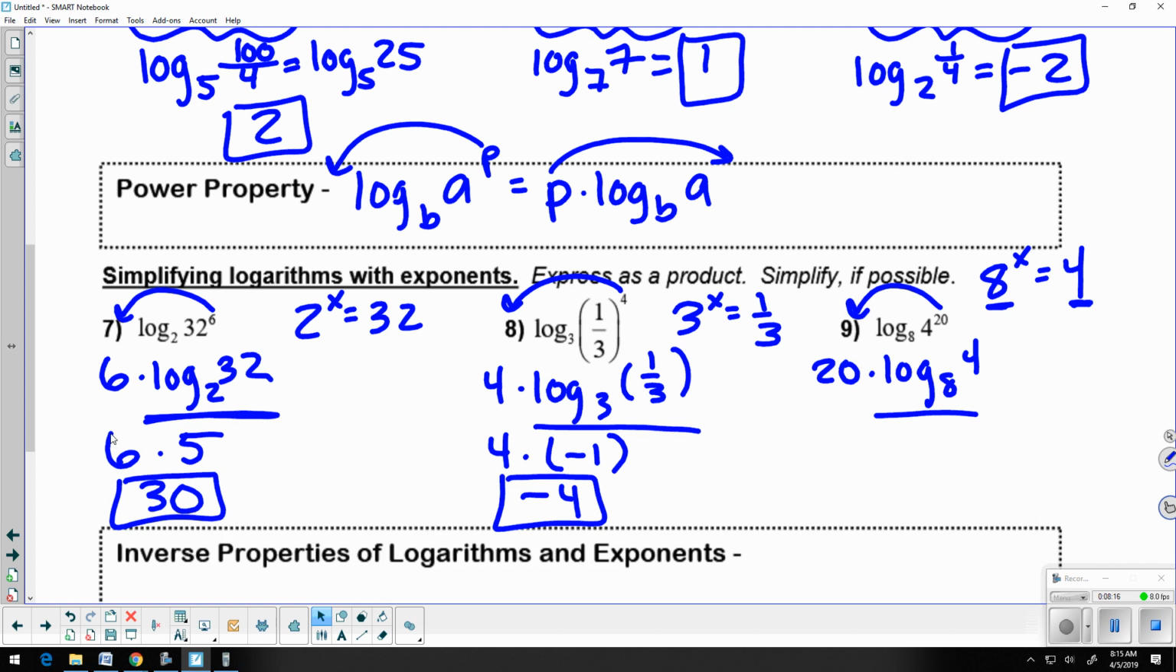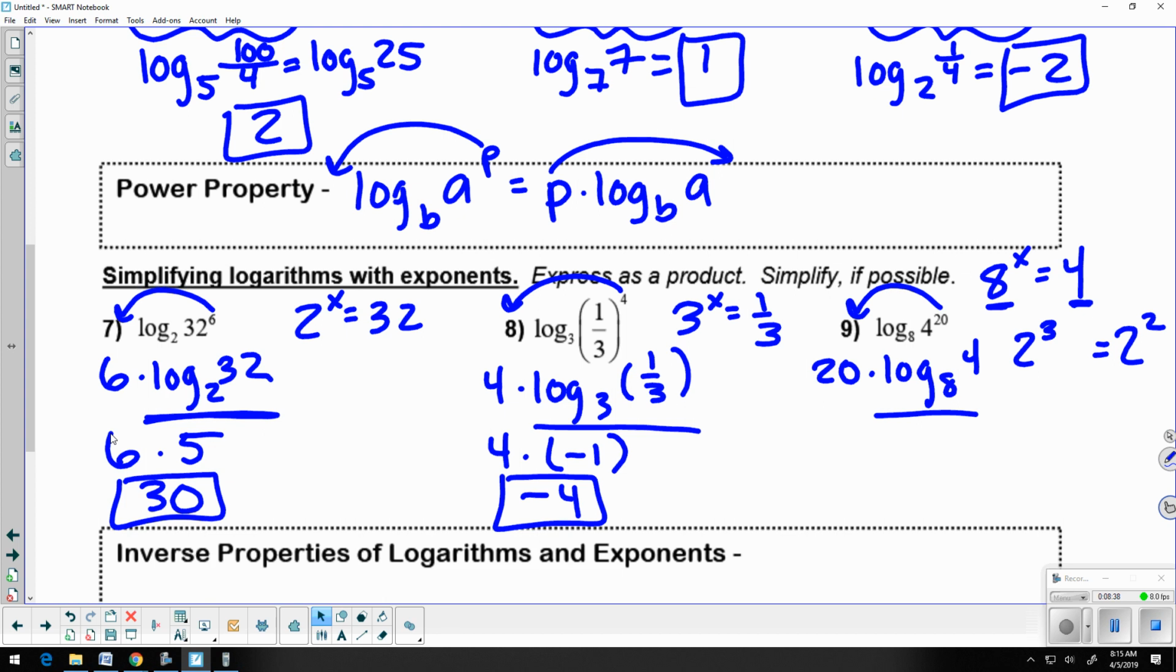So thinking about 8 and 4, what common base do they have? I can change them both into a base of 2. So 8 is the same thing as 2 cubed, and 4 is the same thing as 2 squared. See how I got that common base on both sides? I'm not changing the value of the problem. It's still the same problem, but I'm just changing what it looks like.